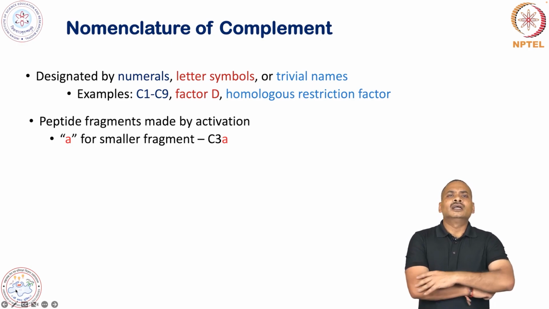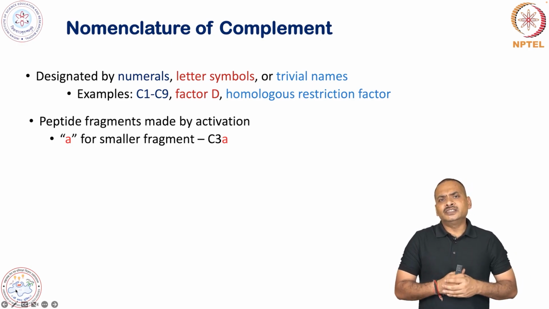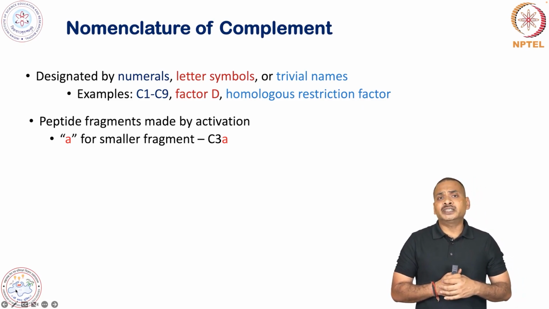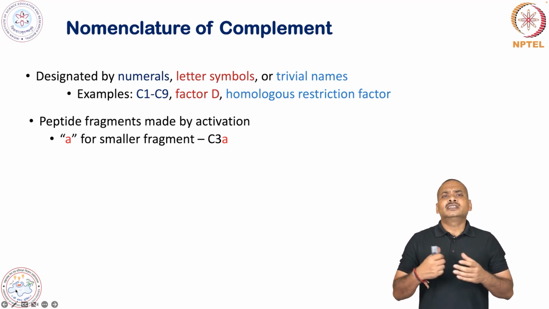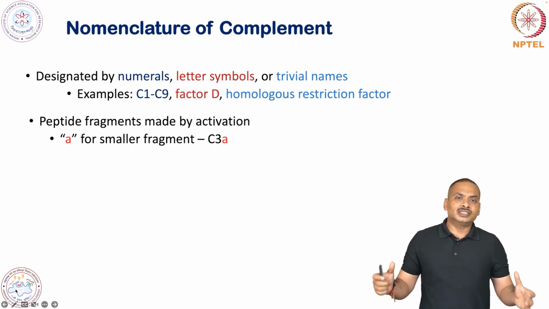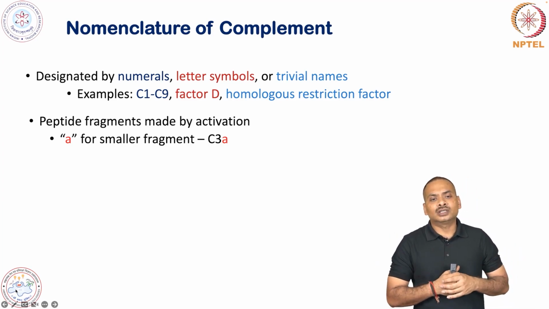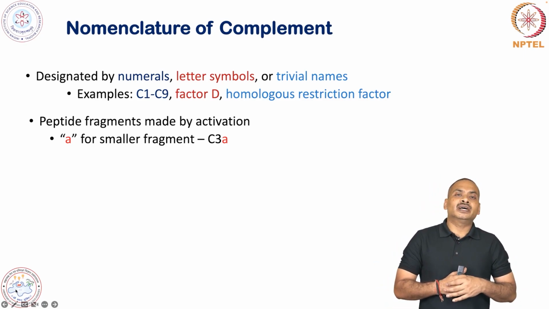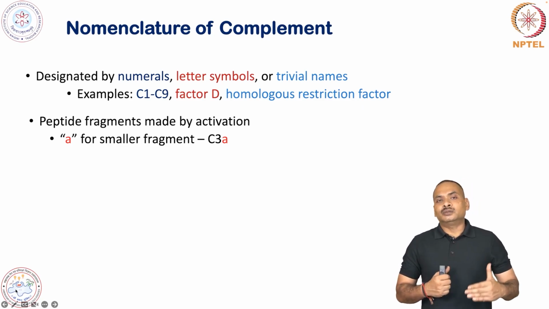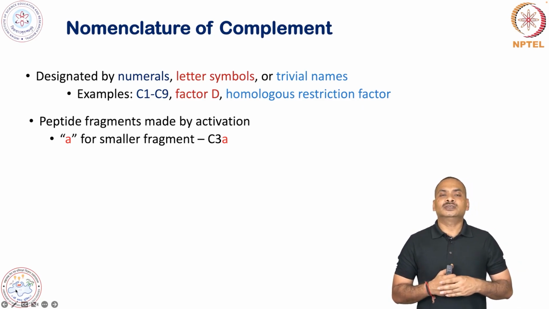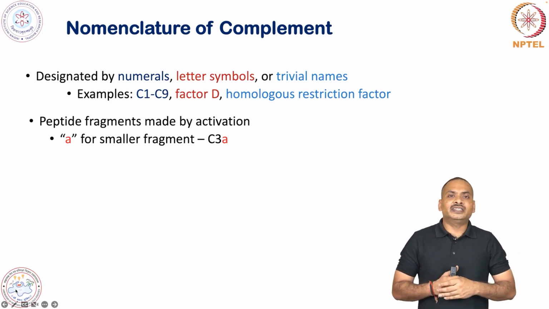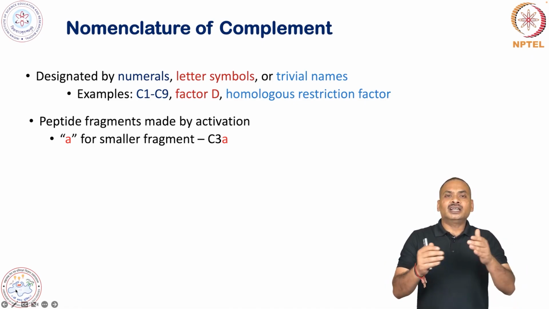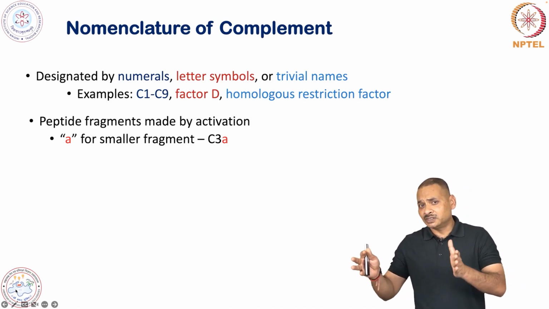Generally when a complement gets cleaved or proteolytically activated by a previous complement, it breaks into two fragments. Generally these fragments are one larger component and another smaller component. The smaller component is in general designated by a. So for example, there is a complement C3, and if C3 is activated, then it will make two fragments: C3a, which is the smaller fragment, and C3b, which is the larger fragment.